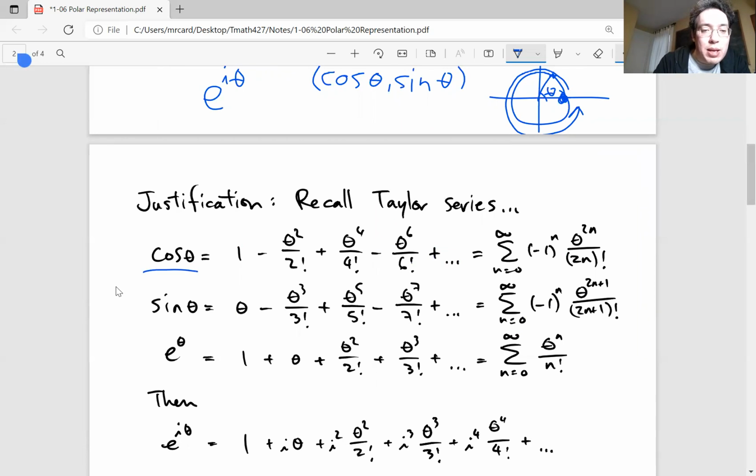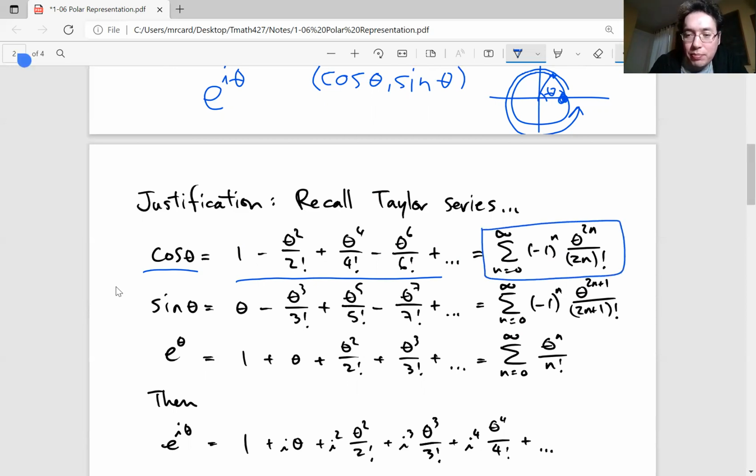So recall that the Taylor series of cosine looks like this: 1 minus theta squared over 2 factorial plus theta to the 4 over 4 factorial, and so on. Each term alternates signs. We're looking at all the even powers of theta, starting with theta to the 0, which is 1, and each of those is divided by the even number factorial. So with the series notation, that's what cosine looks like.